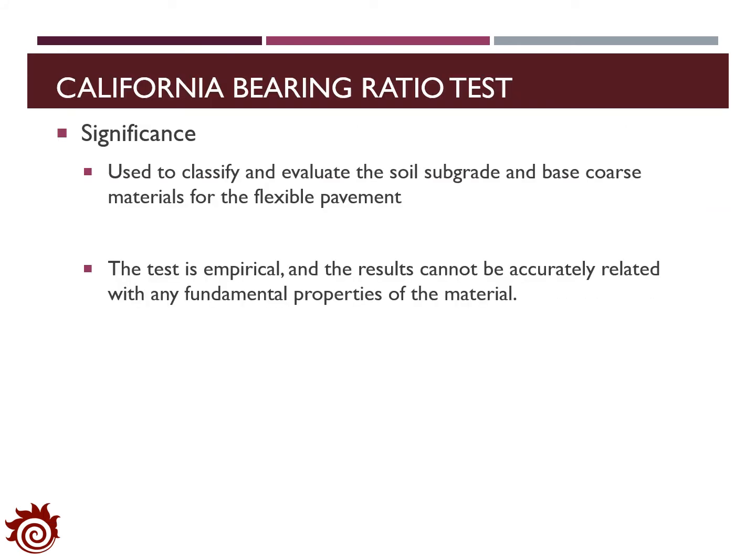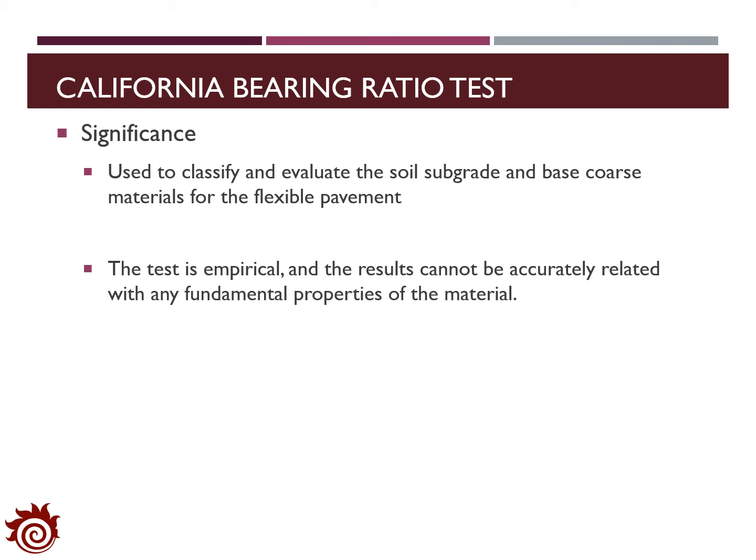Now let's make a quick summary about the California Bearing Ratio. Actually, CBR is used to classify and evaluate soil subgrade and base course materials for flexible pavement instead of rigid pavement. And the CBR test is actually an empirical test. The result from the CBR test cannot be accurately related to any fundamental properties of the materials, such as the resilient modulus or the modulus of subgrade reaction, but we can build some empirical models to describe the relationship.